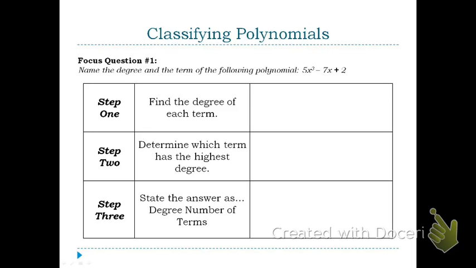Alright, so in step 1, if we look at the first term, the highest degree is 3. In the second term, the highest degree is 1. And the last term is a constant, so it doesn't get a degree. So the highest degree is the 3, or the 5x to the third is the highest degree, which is the 3. So it says step 3, state the answer as the degree number of terms.